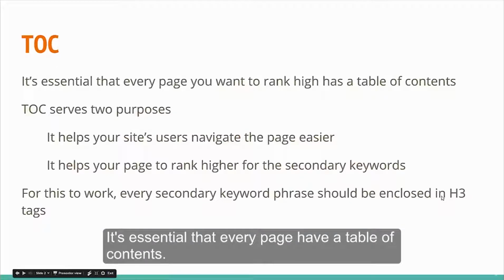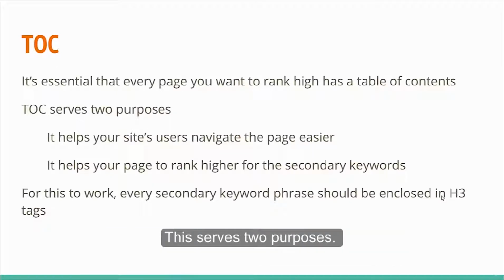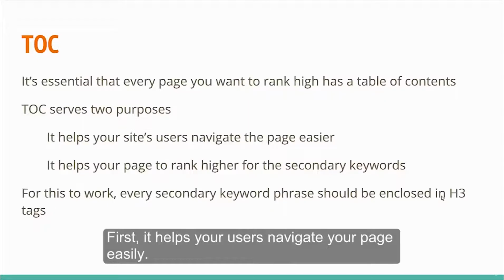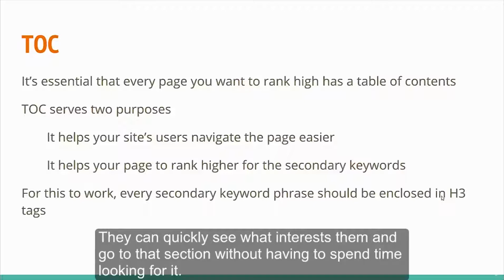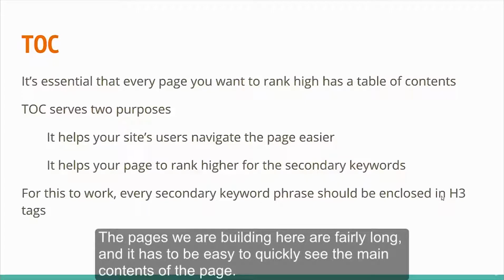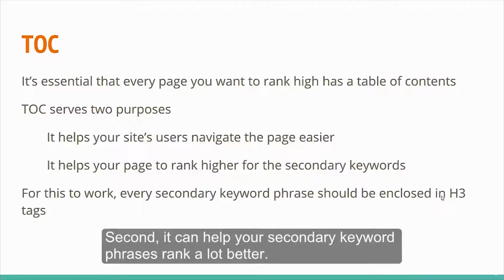It's essential that every page have a table of contents. This serves two purposes. First, it helps your users navigate your page easily. They can quickly see what interests them and go to that section without having to spend time looking for it. The pages we are building here are fairly long, and it has to be easy to quickly see the main contents of the page. Second, it can help your secondary keyword phrases rank a lot better.